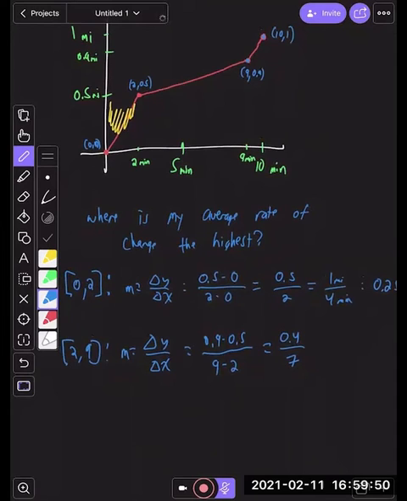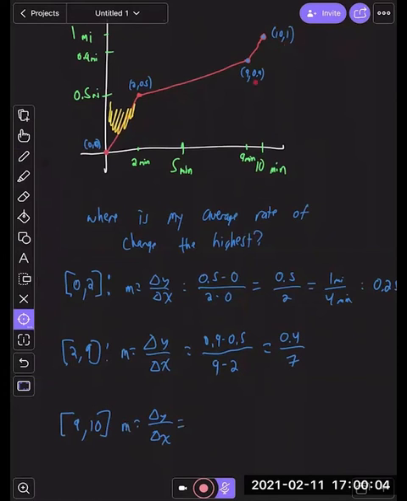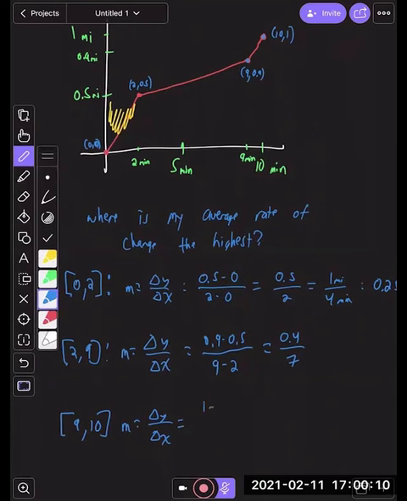0.4 over 7. And finally, from 9 to 10, I can have m is equal to change in y over change in x, which is equal to 1 minus 0.9 divided by 10 minus 9. I'm going to put that in here. 1 minus 0.9 over 10 minus 9. And that gets me 0.1 divided by 1, or 0.1 at the end. So I ran my last 0.1 miles in 1 minute.